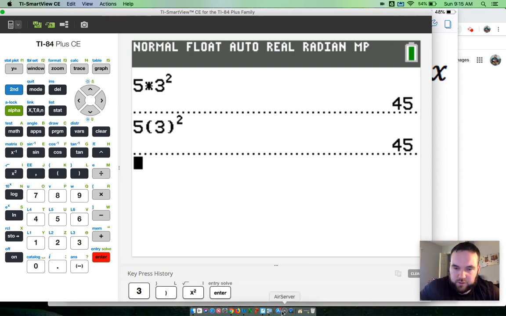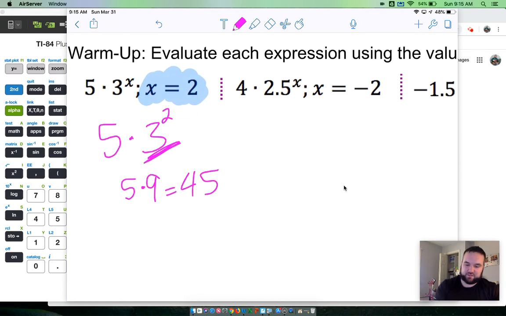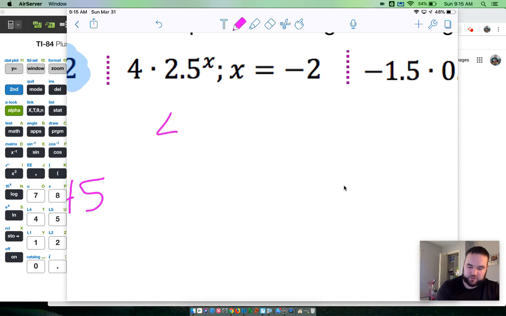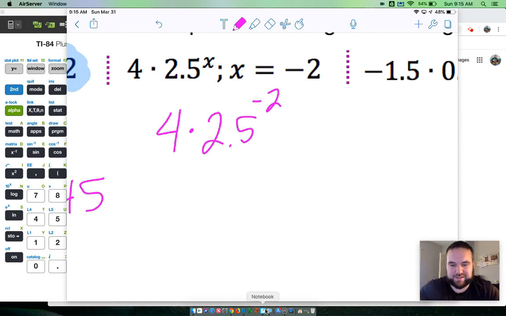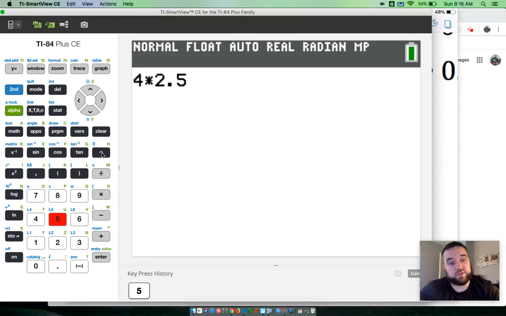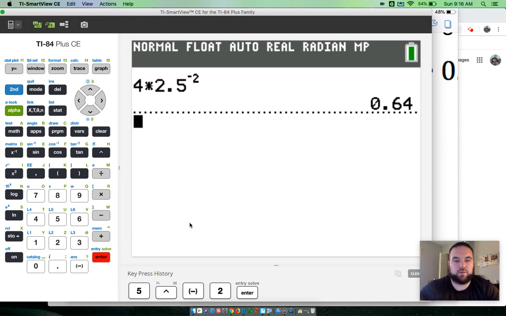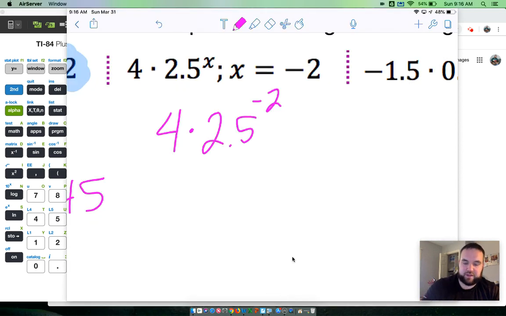So the next couple here are 4 times 2.5 to the x, but now our x value is negative 2. So this is 4 times 2.5 to the negative second power. Again, if we just type it in exactly as it looks, we know from last chapter that a negative exponent is going to move things into a denominator, which means we're probably going to have a fraction here. And sure enough, we have 0.64 as our evaluated value, 0.64.